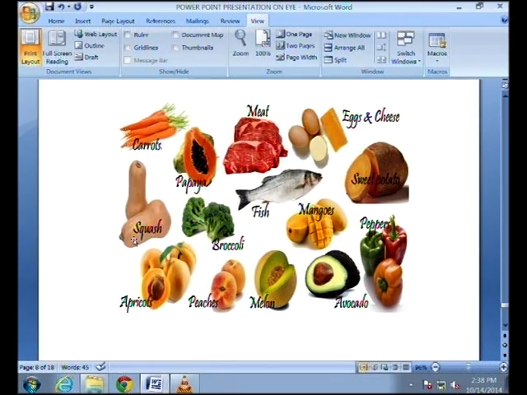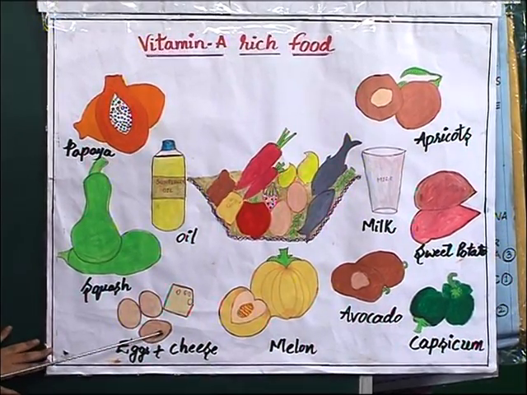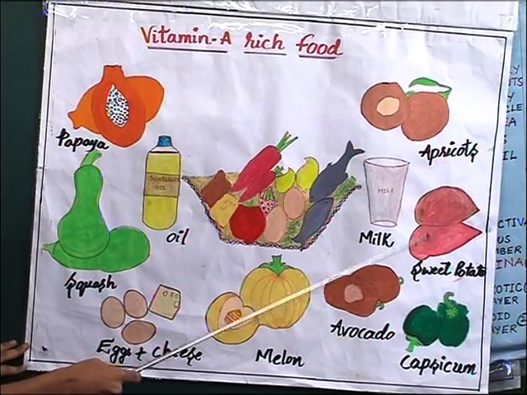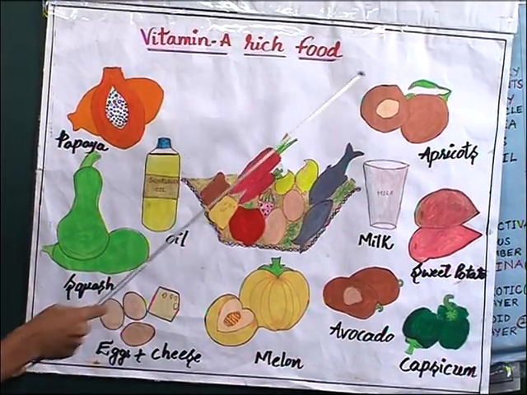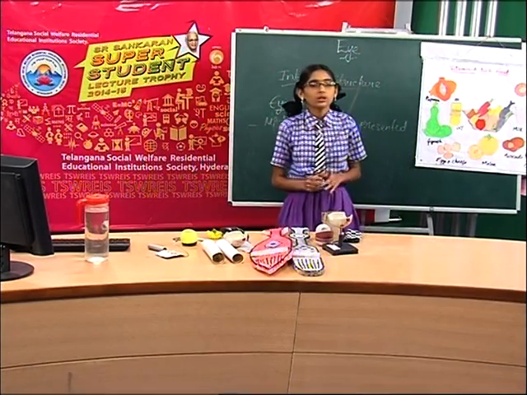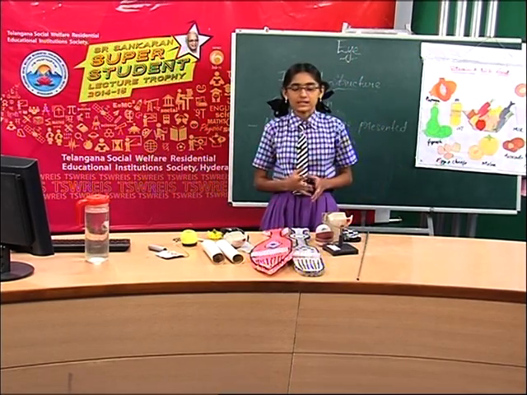We should eat them. Here also we can see the food materials that contain vitamin A. They are papaya, squash, sunflower oil, eggs and cheese, melon, avocado, capsicum, sweet potato, milk, apricots, and these are the vitamin A food materials. We should eat them. Then only we can get good sight.